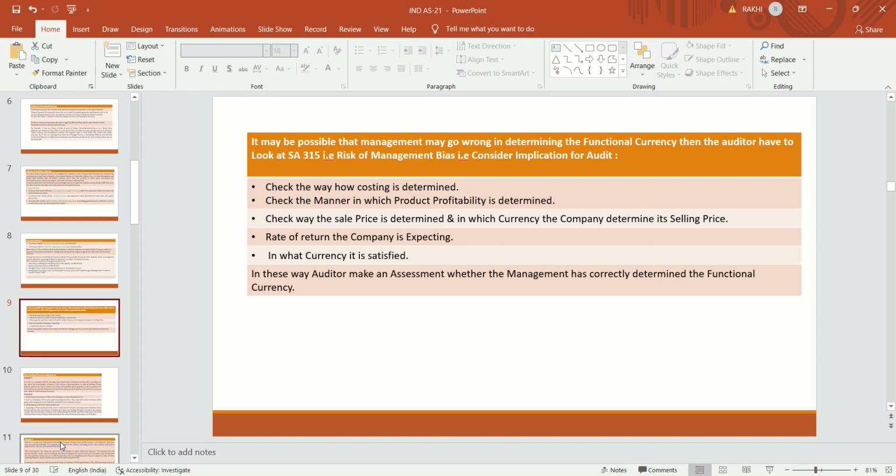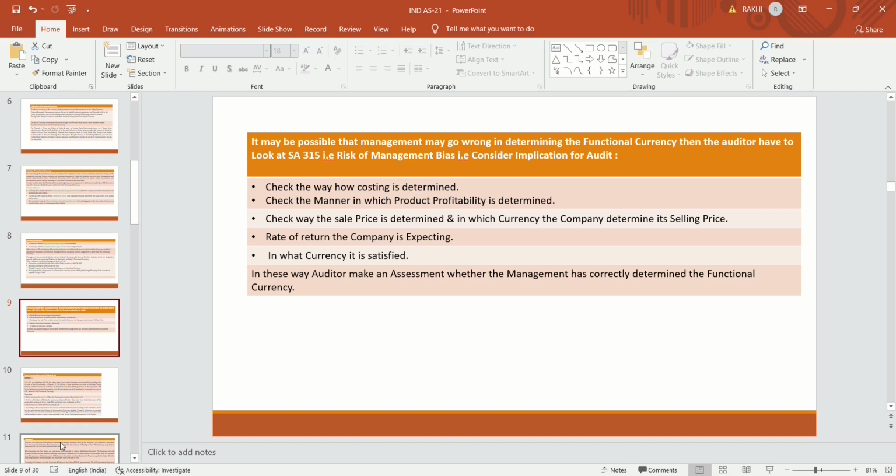They will check the way the costing is determined, in which currency the costing is determined, and the manner in which product profitability is determined. The auditor will check all this, and also in which currency the sales price is determined. What are the factors for determining the sales price of the product of an entity? In which currency does the company determine its selling price?